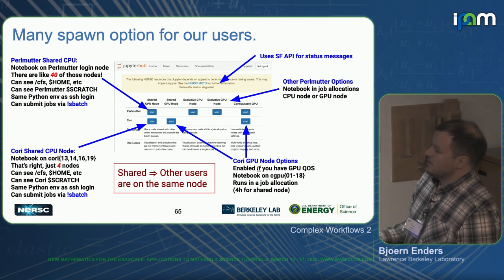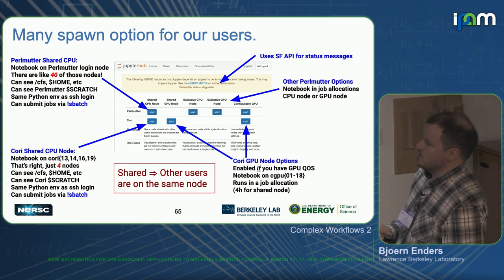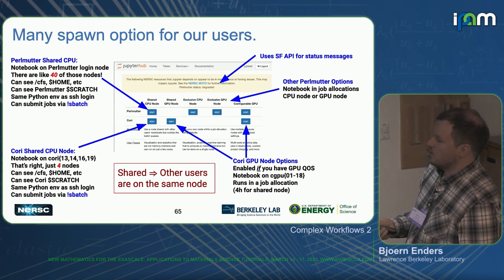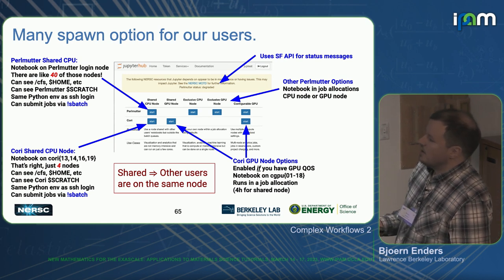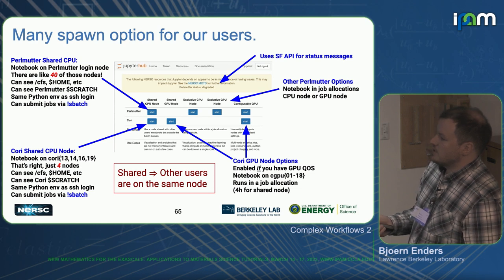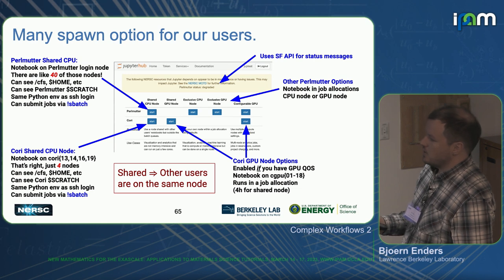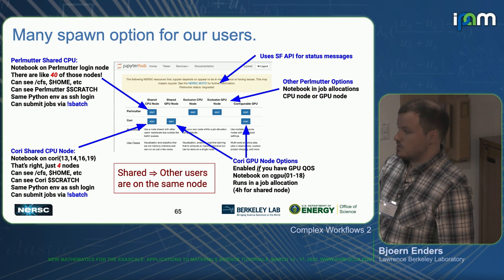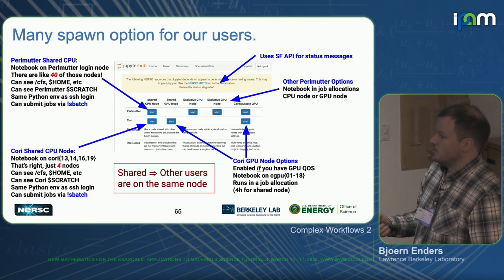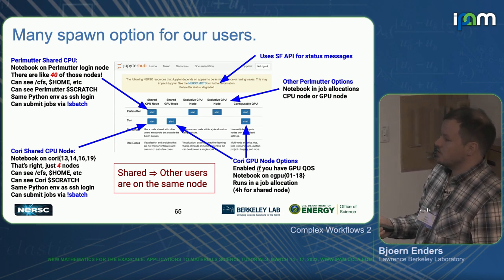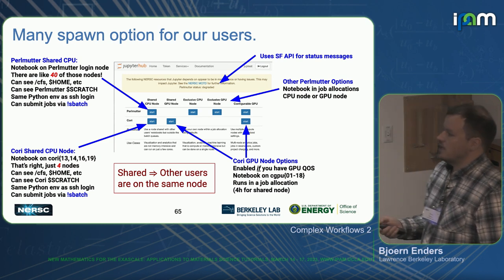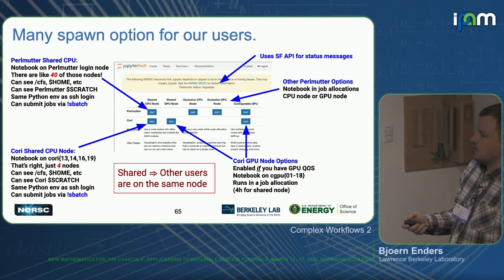So these are the spawn options that you get as a user. You can choose between Perlmutter and Cori. Cori will go away. You can use a shared CPU node if you just have a very simple task that needs a single process. But you can also ask for an exclusive CPU node to have a lot of things to do in it, or an exclusive GPU node for the same. And here is also a configurable GPU that is particularly useful if you run a training and you want to make sure that you land on your reservation.